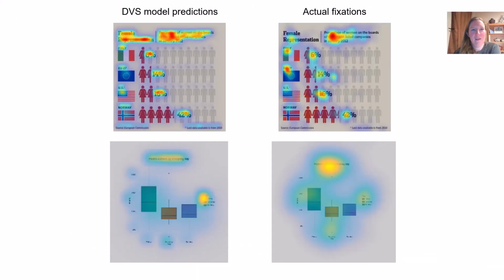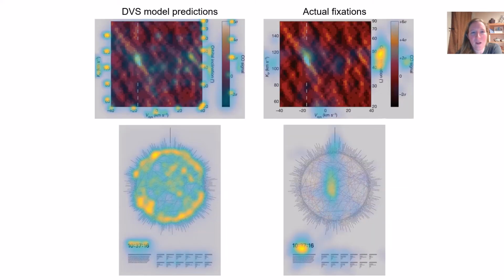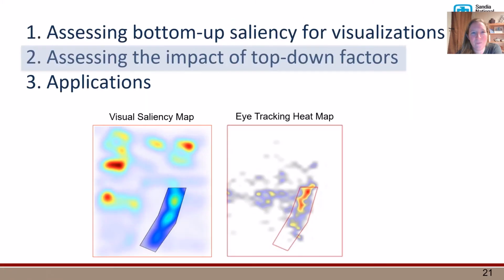So here's an example of the DVS model's predictions versus actual human fixations to some visualizations, and it's a pretty good match. It's not perfect. DVS over predicts how much people will look at numbers, which we found in our eye tracking studies. People don't tend to look at those at all. In some cases, it overcompensates for the center bias. There are some cases where people have a center bias for viz as well, which the DVS model does not have. But overall, it does a pretty good job.